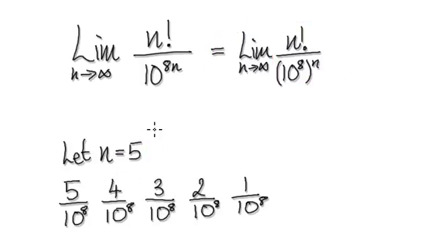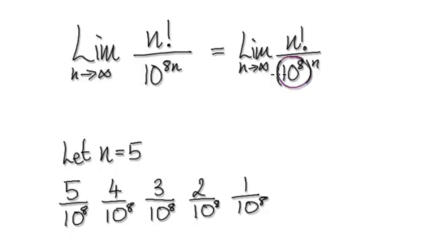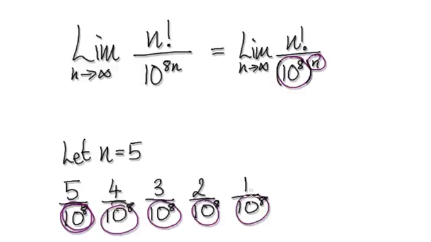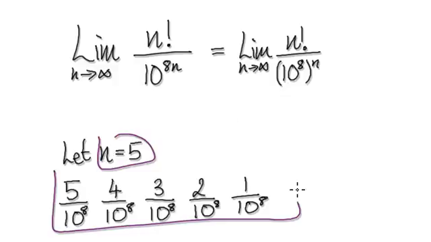Let's say n equals 5. So when n equals 5, 5 factorial will be 5 times 4 times 3 times 2 times 1. And then you've got this thing here times by itself 5 times: 1, 2, 3, 4, 5. So in the case of n equals 5, it will look like this.